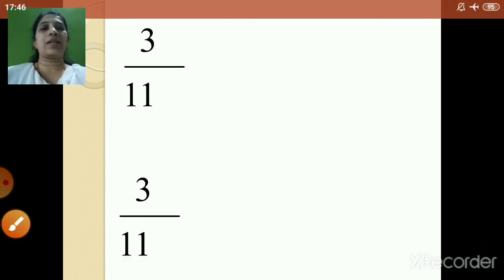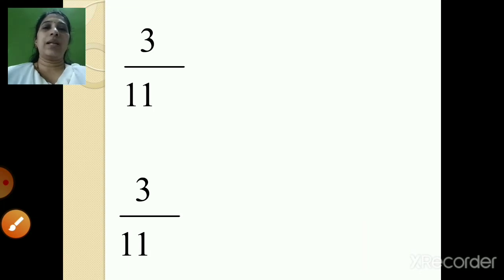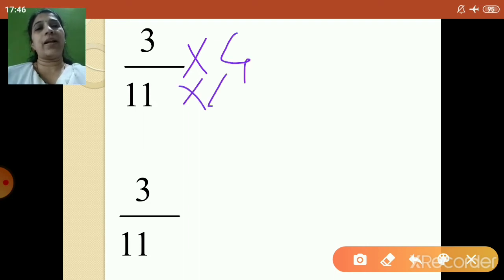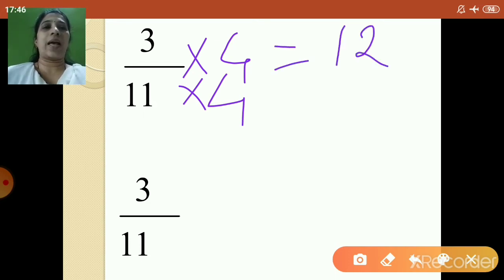Let's move to the next one. 3 upon 11. Again, we can take any number. So let's multiply it. I'll take 4 over here, right? So both numerator and denominator will be multiplied by the same number. 3 4s is 12 and 11 4s is 44, right?